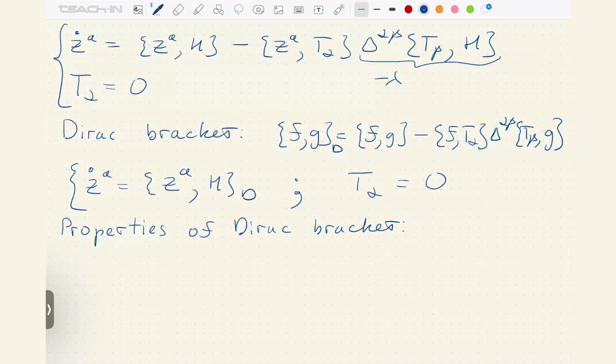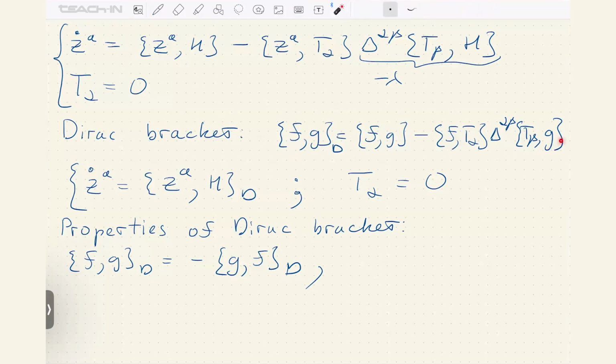First of all, it's absolutely obvious that the Dirac bracket of f and g is minus the Dirac bracket of g and f, because the Poisson bracket is antisymmetric, and the second term is a correction. So you see the Dirac bracket is like a correction of the Poisson bracket, and this correction term is also antisymmetric because the matrix delta alpha beta is antisymmetric by construction, because it originated from the Poisson bracket of constraints. Of course, only first derivatives of the functions f and g enter the expression for the Dirac bracket. That's why there should be a Leibniz identity. So let's also write it.